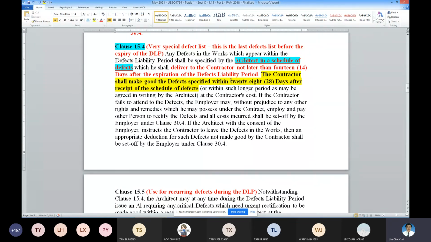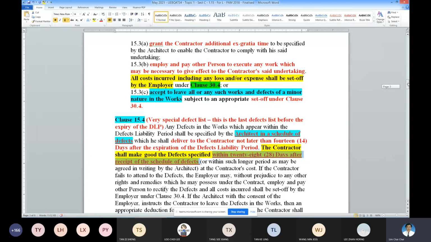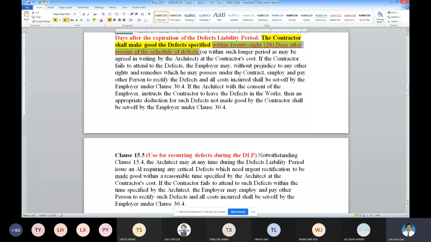If you don't, then there's a possibility the employer may take this action. If the time expires already, then the employer may give extra time, or engage other people to do it, or ask you to leave it and then do a discount. Okay, so this is the importance of clause 15.4.